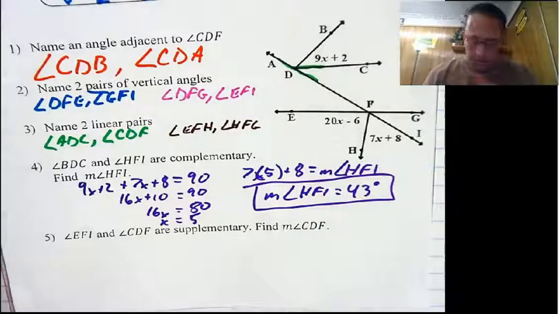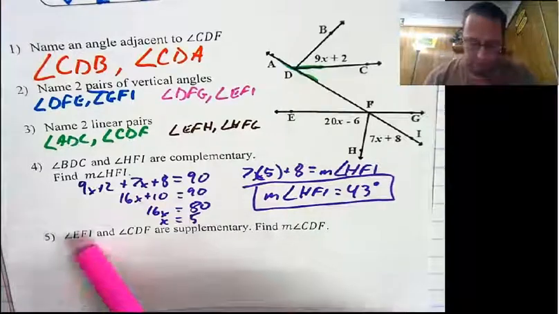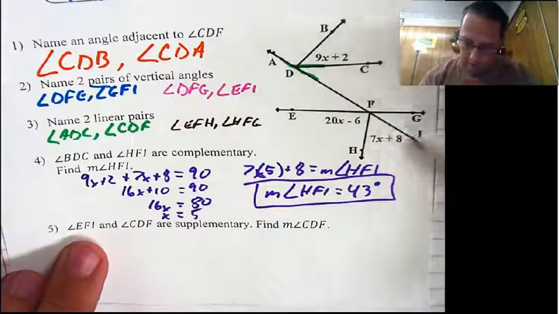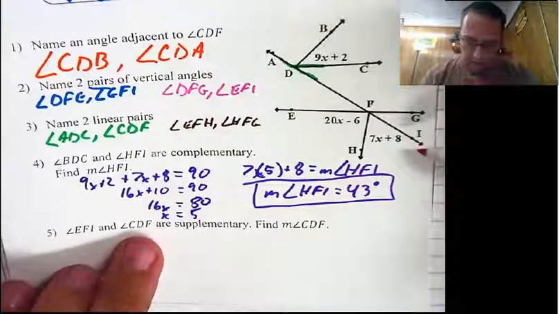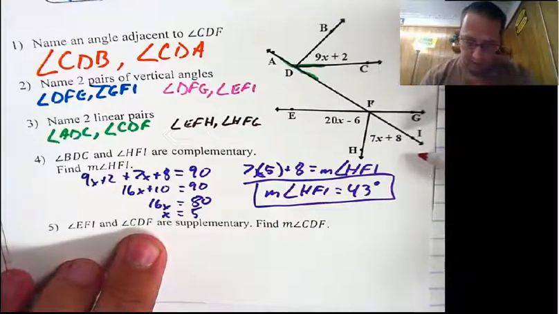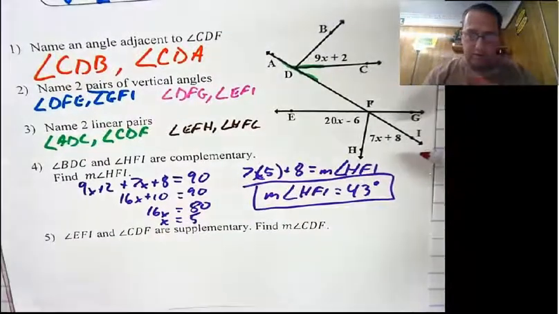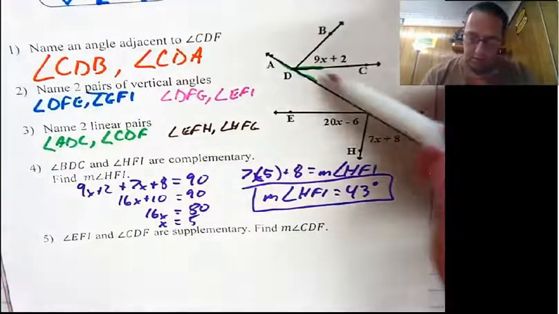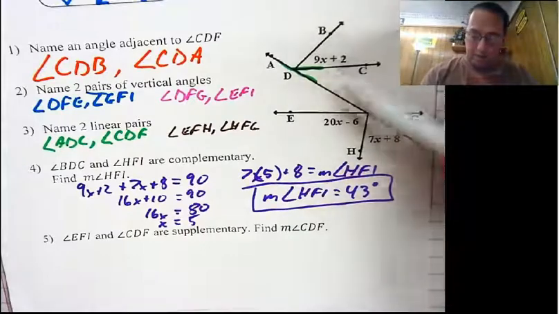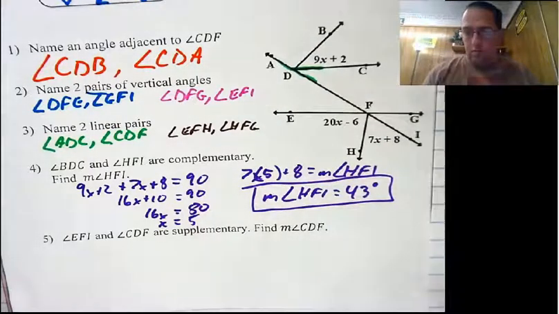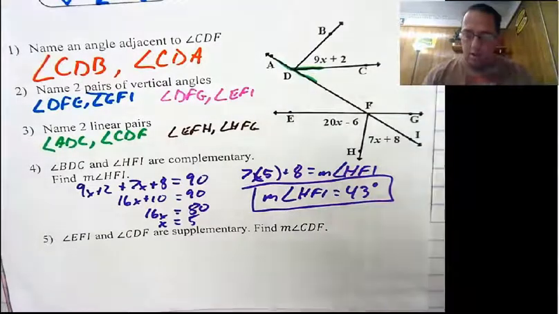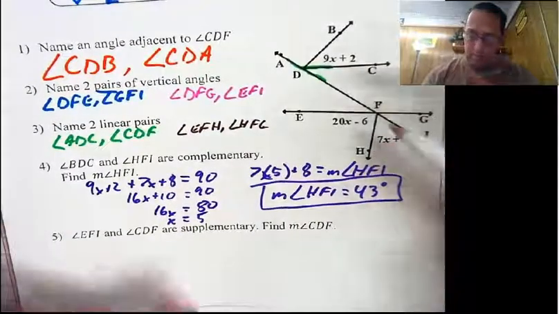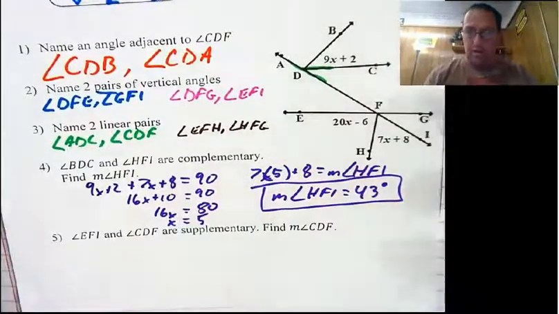All right, what's it ask for next? Last one here. We want the measure of angle EFI, so this whole big thing, and angle CDF are supplementary. We need to find the measure of angle CDF. Okay, so this one's going to be a little bit tricky. If I had some expression here for CDF, then I could say this one plus all of that is 180, but I don't have that. But I do know that they are supplementary, right? Adds up to 180. So this plus all of that equals 180.